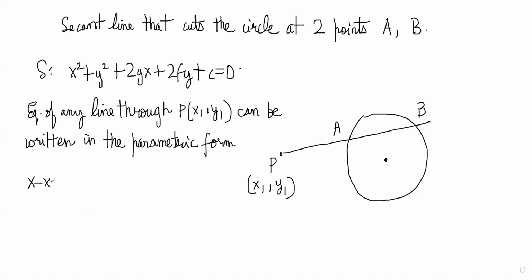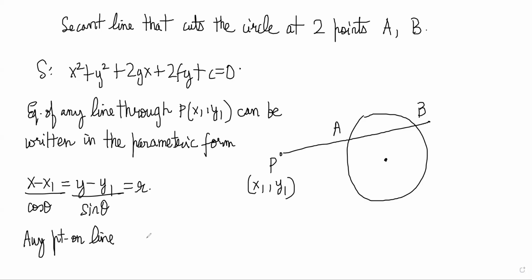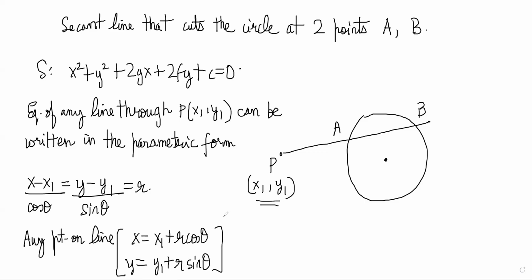You will have (x − x1)/cos θ = (y − y1)/sin θ = r, and here θ is the slope of this line. So θ is the slope of this line, line PAB. Any point on the line can be written as x = x1 + r cos θ, and y = y1 + r sin θ. And here r will be the distance of that point (x, y) from the point (x1, y1), right?